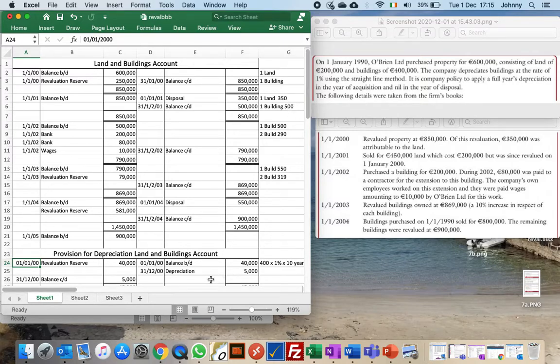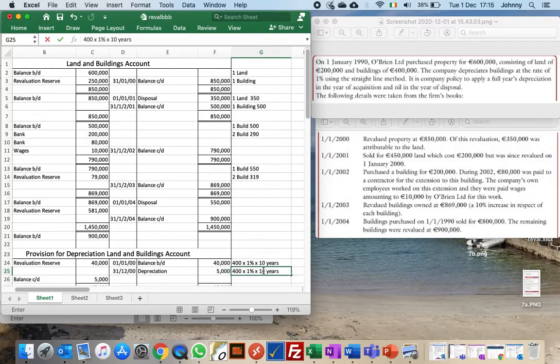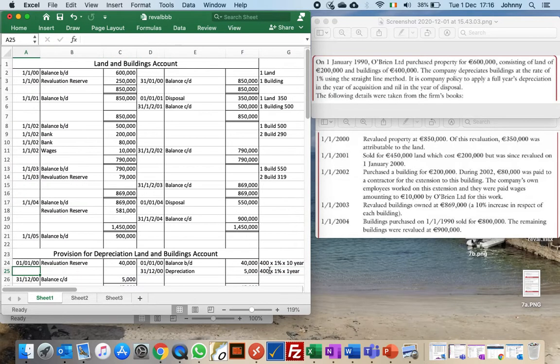So when I go to do my depreciation expense, I'll have 5,000, so that 5,000 is 500 multiplied by 1%, multiplied by 1 year, because it is just for this year. Okay. Now, what happened then during the next year?